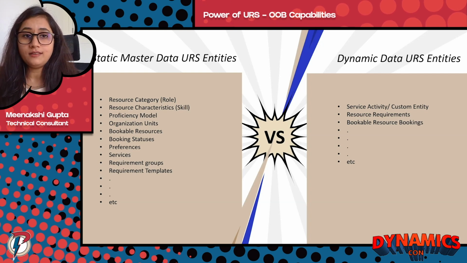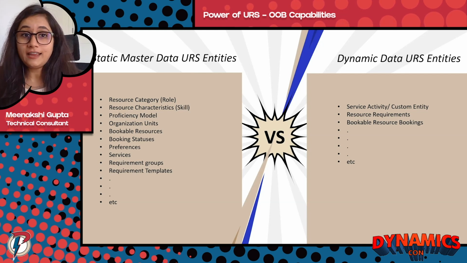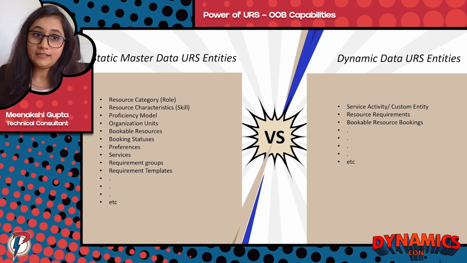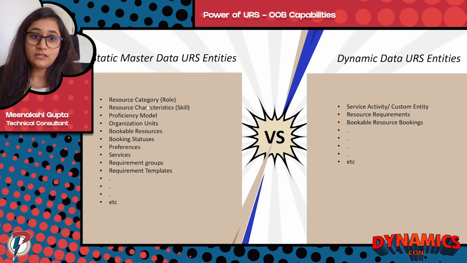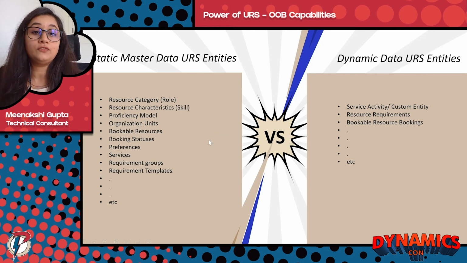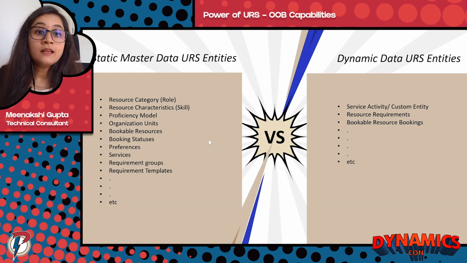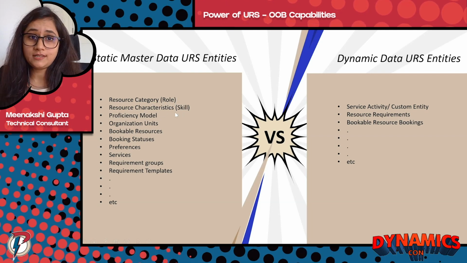What that means is there should be some master data present in your system to schedule any other entity based on the static data present. So a couple of entities I have categorized as static master data. For them, master data needs to be present in order to see the visibility of the resources to be scheduled. So resource category is one of the entities, which is also called role. Resource characteristics is one entity, which is called skill.